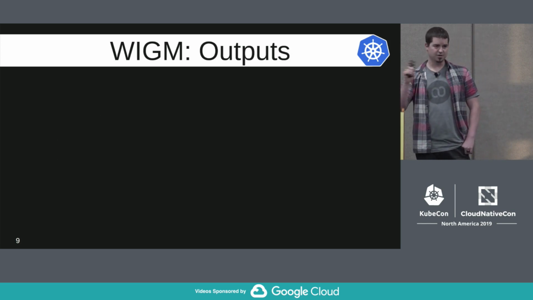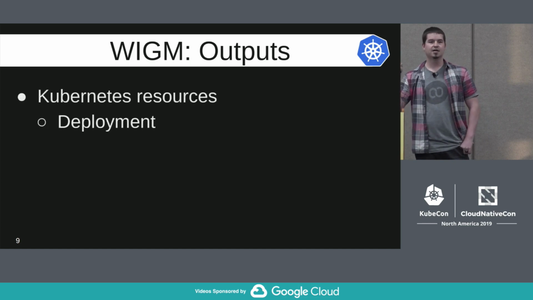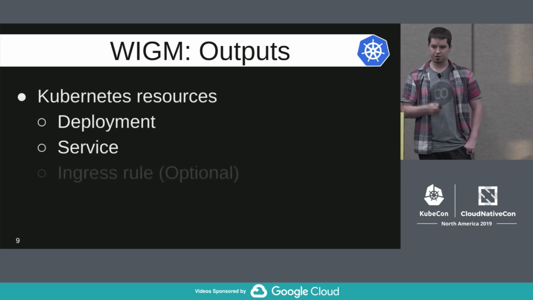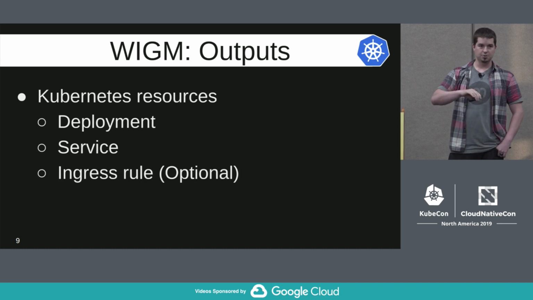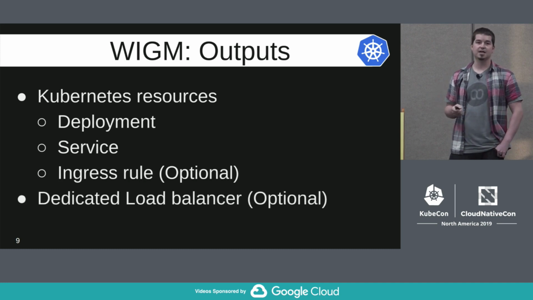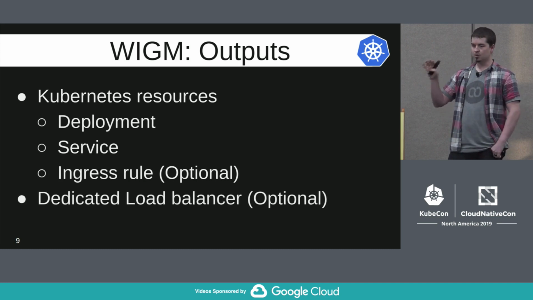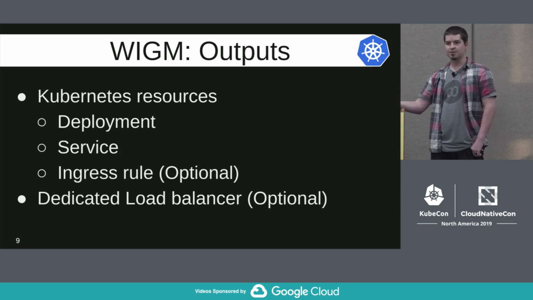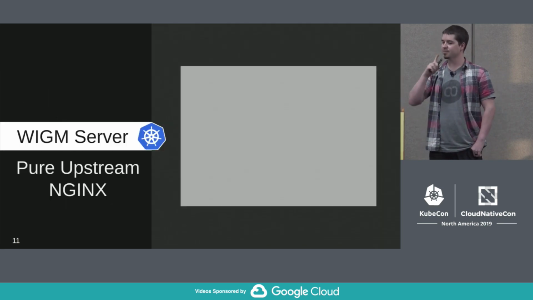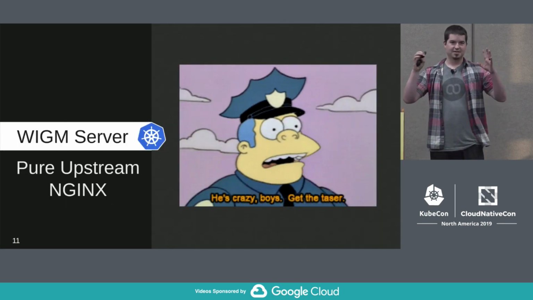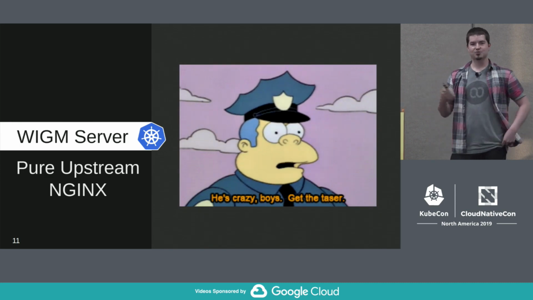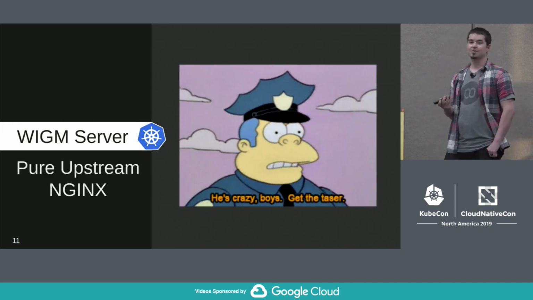And every time we do this, we'll get some things in Kubernetes. We're going to get a deployment for sure, a service for sure, maybe an ingress rule, again, depending on our business decision, maybe a dedicated load balancer in the cloud. And we should know, based on our inputs, what we've got and be able to read that easily. So let's start. It was inevitable. We're talking about GIFs. The project's called WIGM. It's always going to be Chief WIGM GIFs.